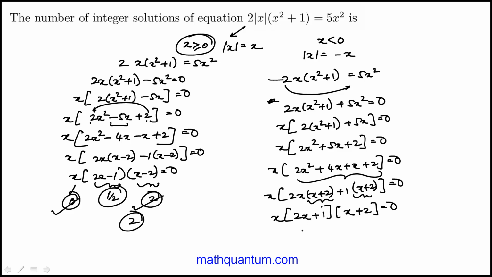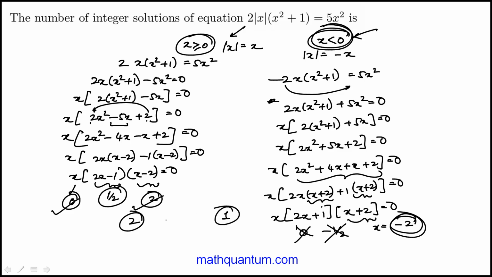And here our solutions are 0, which of course we already considered, so we can ignore this. Minus half is not an integer. x is minus 2. That's an integer and also satisfies this condition. You have to always check that. So we have one more here. So we have a total of 2 and 1, 3 solutions.